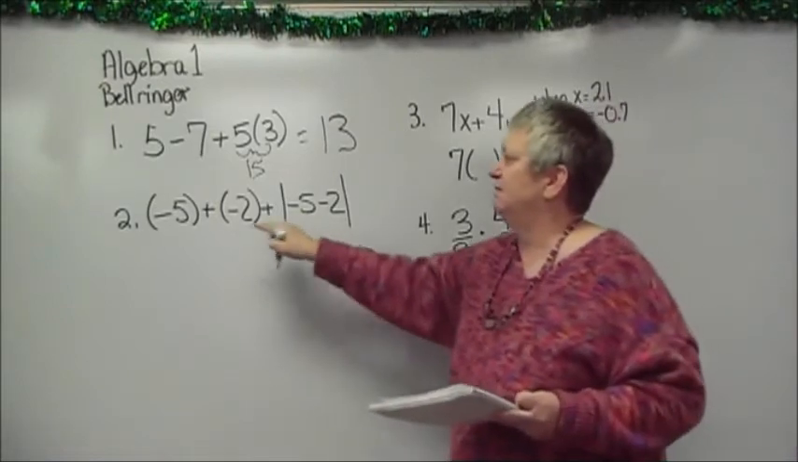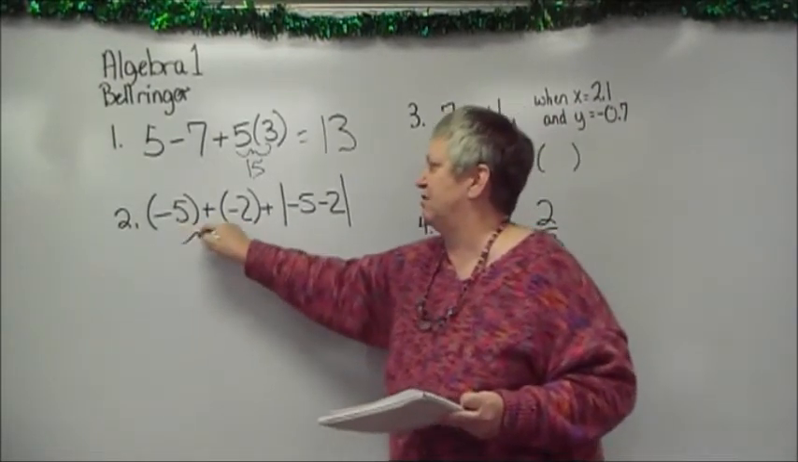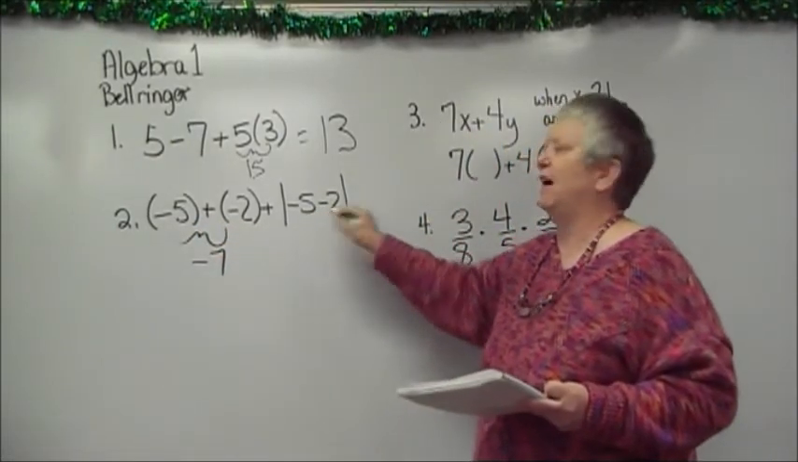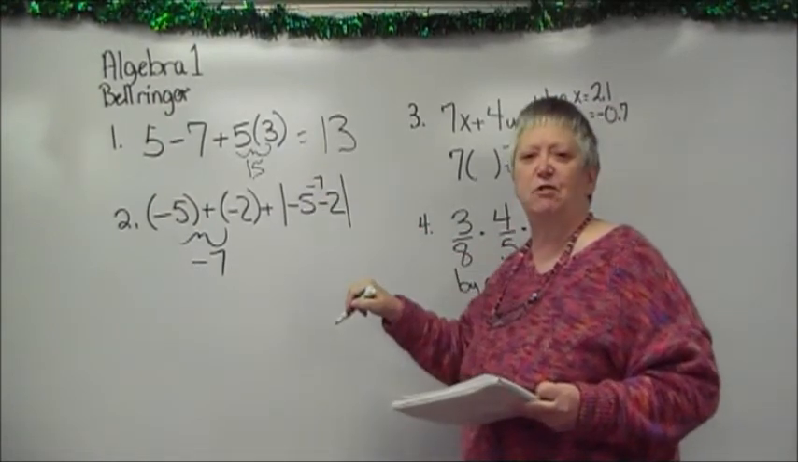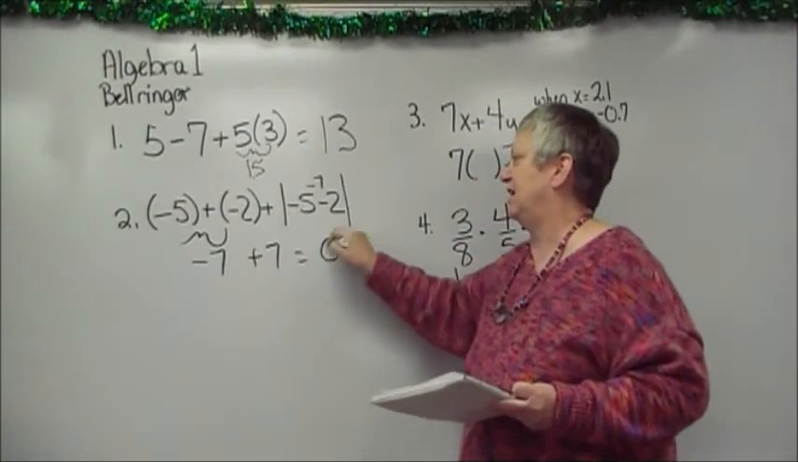On this one here, we've got a negative 5 and a negative 2. Those are being added together, so you could do that one and get a negative 7. Here we got a negative 5 minus 2 inside, that's a negative 7. But when you take an absolute value of it, it becomes a plus 7. And then, of course, that equals 0.